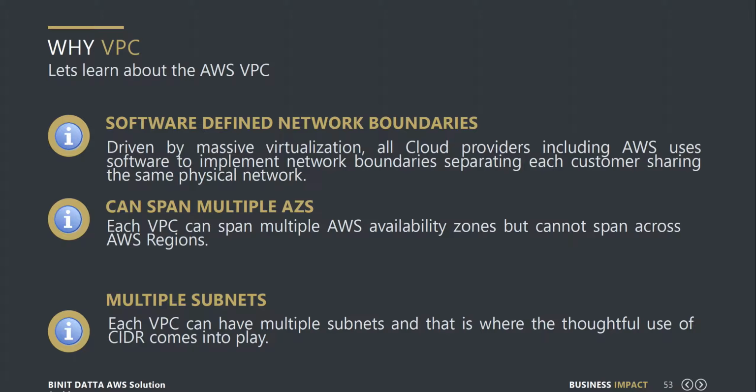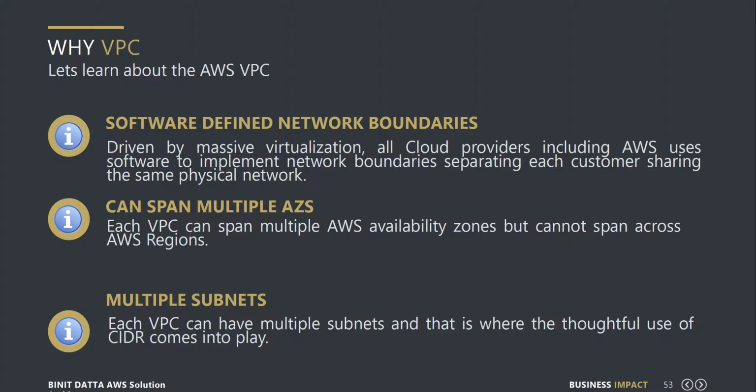Now, software defined network boundaries driven by massive virtualization. On-prem, you might have physical network boundaries, but in AWS and other clouds, driven by massive virtualization, all cloud providers, including AWS, use software to implement network boundaries, right? So you and me, if we are AWS customers, we might be using the same network cards. It's not divided by hardware, but AWS has written software so that your traffic will be separated from my traffic. Boundaries separating each customer sharing the same physical network.